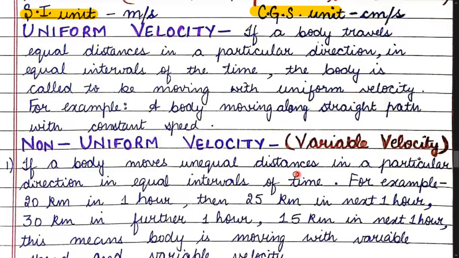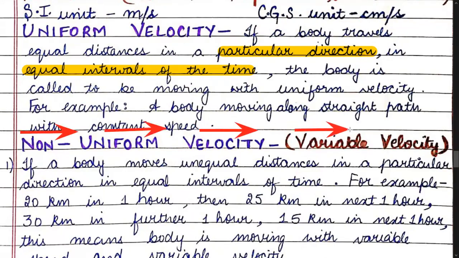Now, when can we say the velocity is uniform? Children, if a body travels equal distances in a fixed direction in equal intervals of time, then the body is said to be moving with a uniform velocity. Suppose a body is moving in a straight path and it covers equal distances in equal intervals.